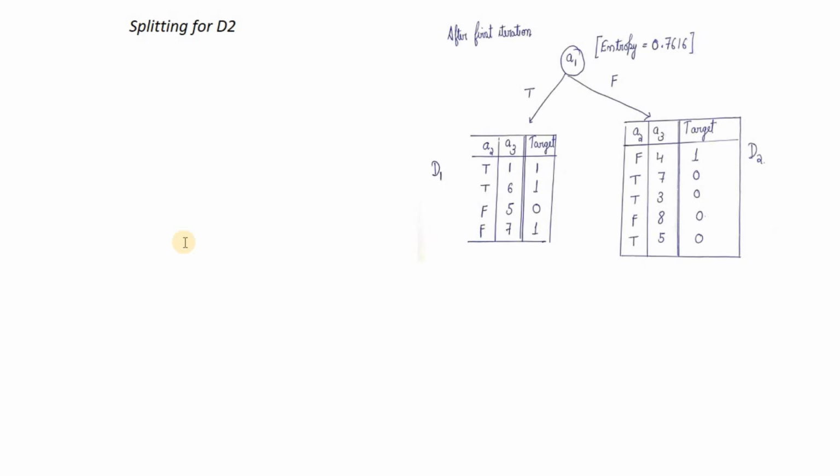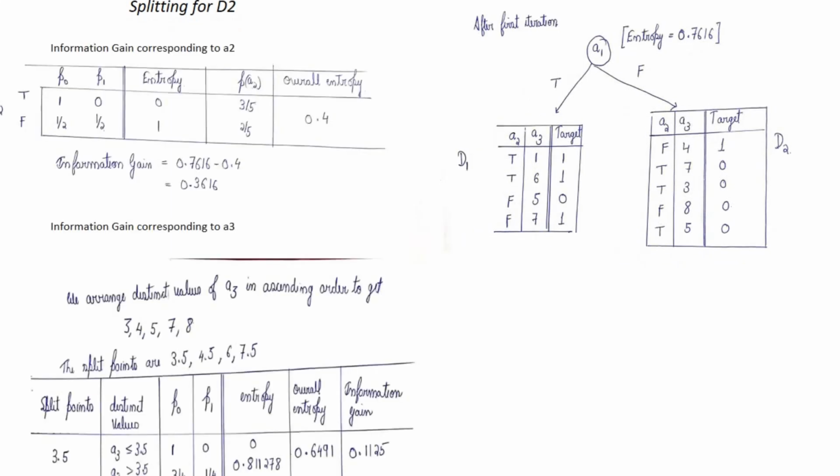We proceed with D2 and calculate the entropy and information gain corresponding to attributes A2 and A3 respectively. We get the information gain corresponding to A2 as 0.36. Just remember that whenever we calculate the information gain corresponding to A2 at this stage, we need to consider the entropy of the parent node as 0.7616, which was the entropy of A1 we calculated in the first iteration, and I think it's pretty much clear by now, after 2-3 video lectures, which entropy to pick.